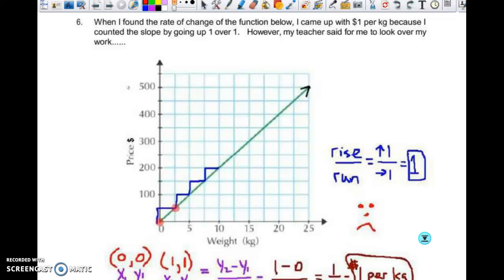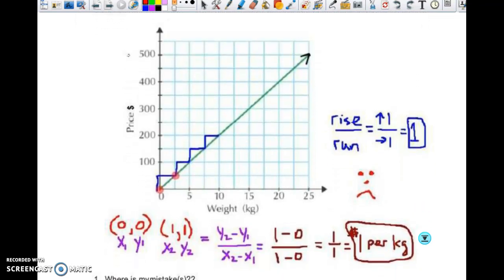Okay, problem number 6 says, when I found the rate of change for the function below, I came up with $1 per kilogram because I counted the slope by going up 1 over 1. However, my teacher said for me to look over my work. Okay, so they give this person the graph, all right? They went on ahead. Remember, slope is rise over run, right?